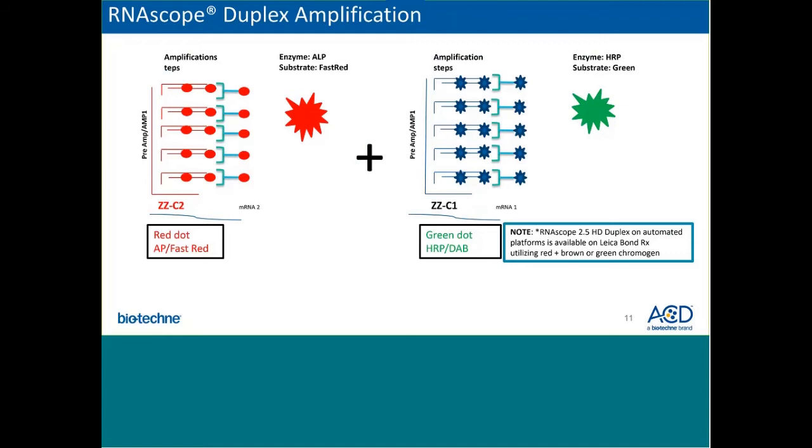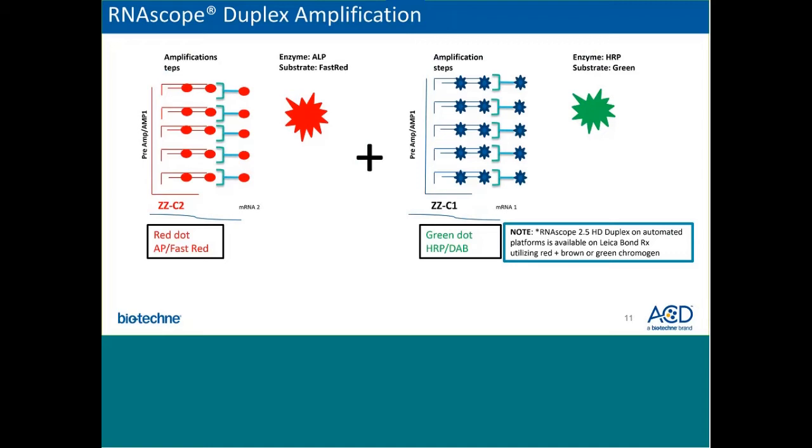A brief overview of the duplex amplification, in which both channels have independent amplification trees. The C2 channel is amplified and utilizes the alkaline phosphatase enzyme and fast red substrate to visualize one mRNA marker. And a second amplification tree is built for the C1 channel, which utilizes a horseradish peroxidase enzyme and a green substrate to visualize another marker.